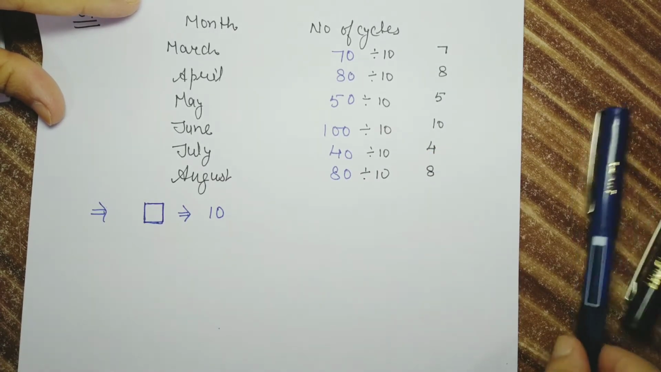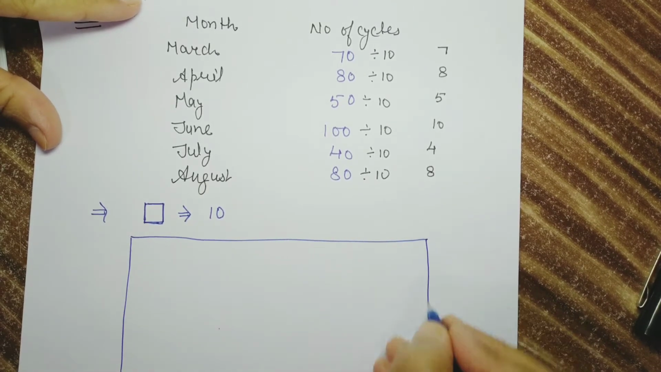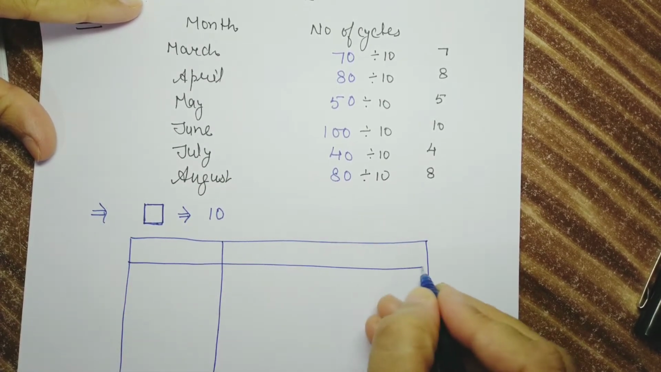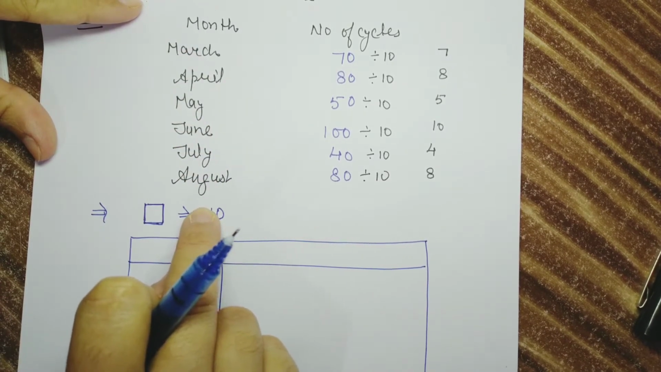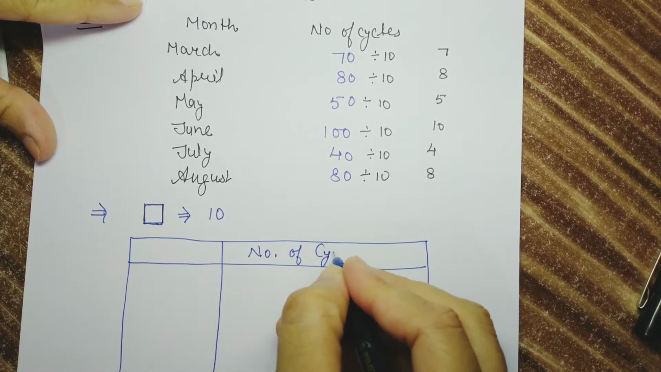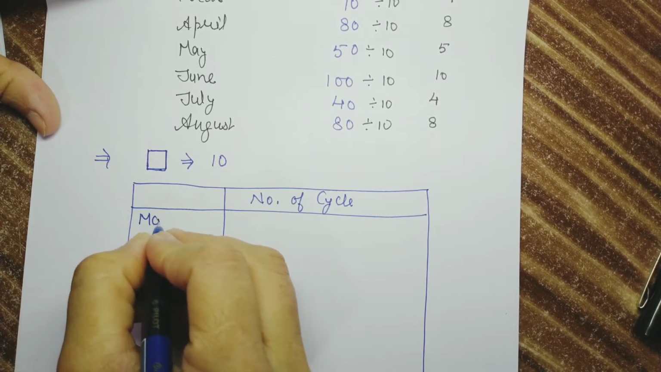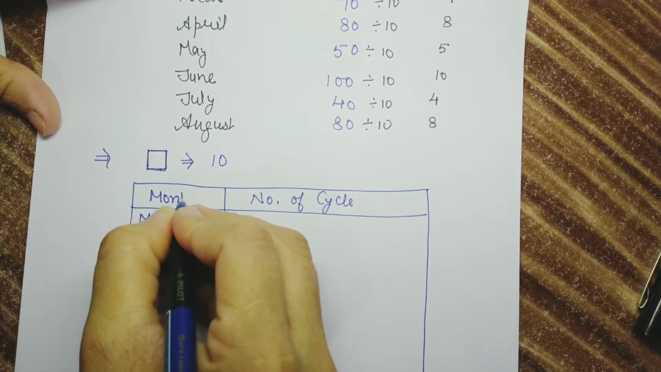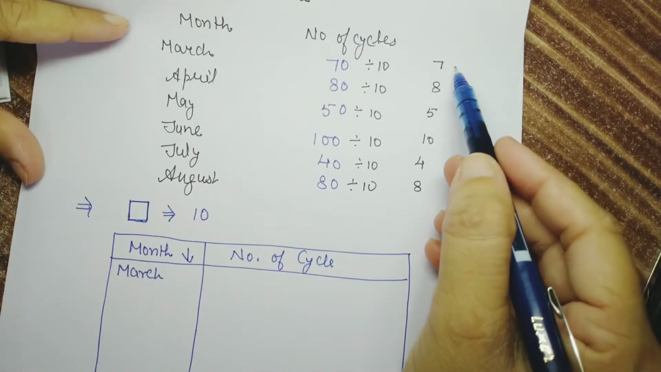Now on the basis of this information, we are going to draw our pictograph. First we make a table, divided into 2 columns. Students, in one column we always represent the information given, and here we will always write the number of cycles. The first month is March, because here we will write the month. Month is represented downside.